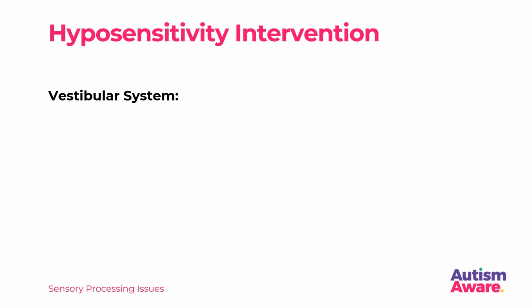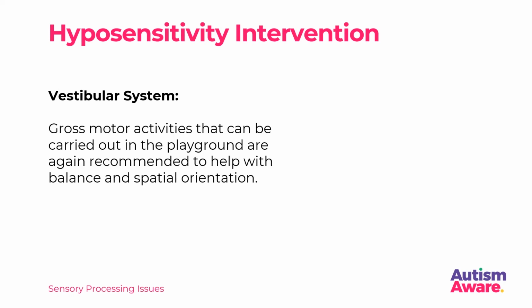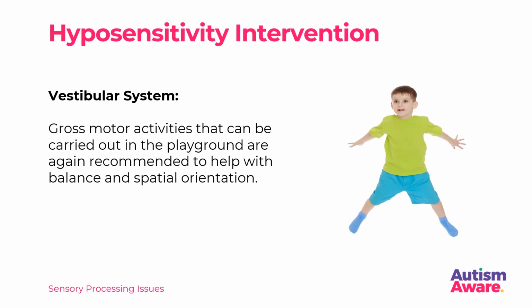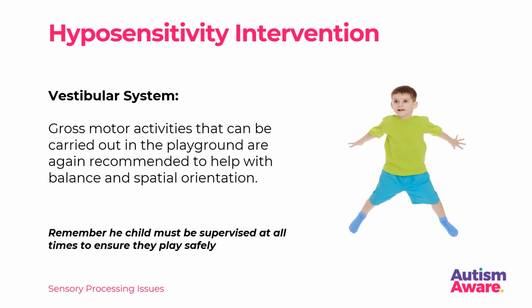Vestibular system. Some children have difficulty with balance and spatial orientation. They often rock or spin to get the sensory input they need. Gross motor activities that can be carried out in a playground are again recommended to help with balance and spatial orientation.